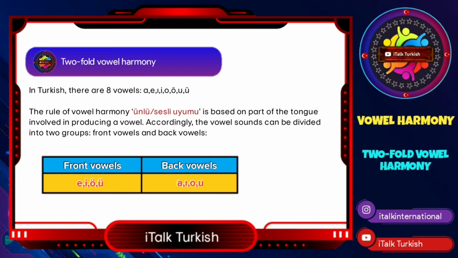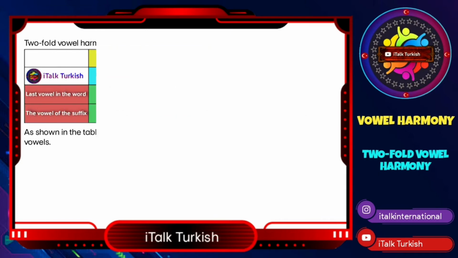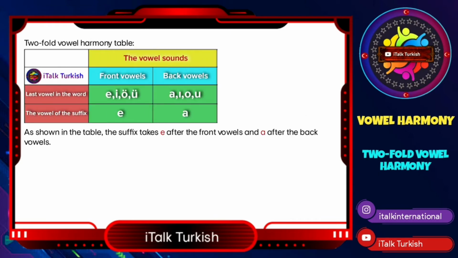Today, we are going to start with the more simple form of vowel harmony, twofold vowel harmony. This type is simply about back-front vowels. Now, let's look at the twofold harmony table. As you can see in the table, after the front vowels, the suffix takes E. After the back vowels, it takes A.